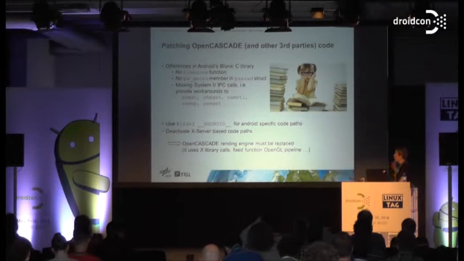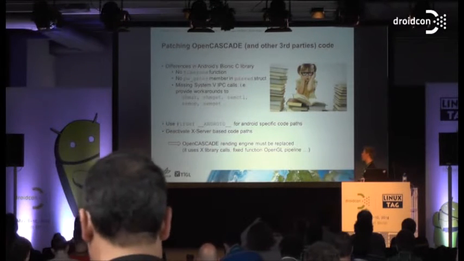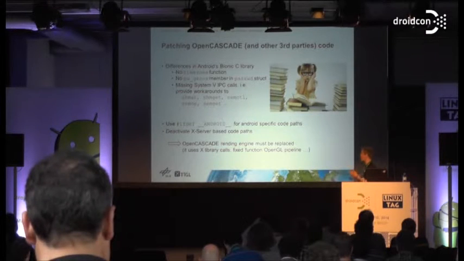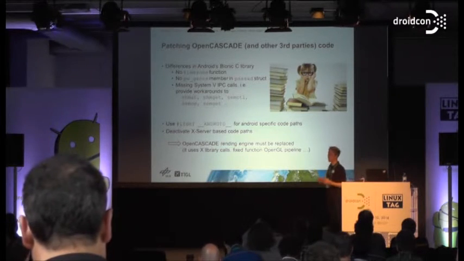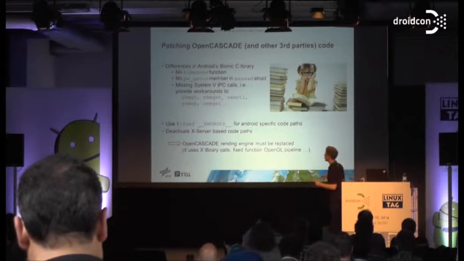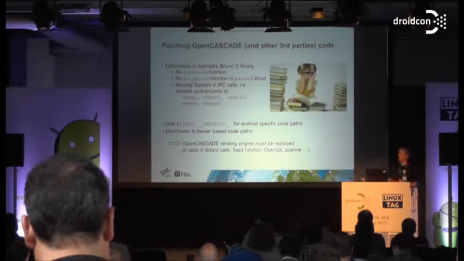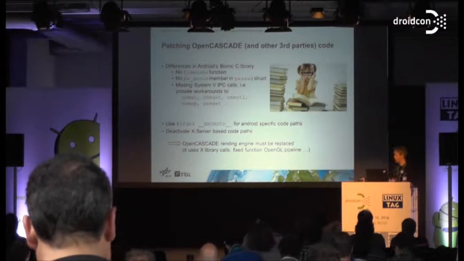And then we had to deactivate all the X11 server-based code paths on the rendering part of the OpenCascade kernel. So what we did actually is just disable the rendering engine completely from OpenCascade, since it uses X11 and the fixed function OpenGL pipeline, which we didn't want to use, and replace that with OpenSceneGraph.